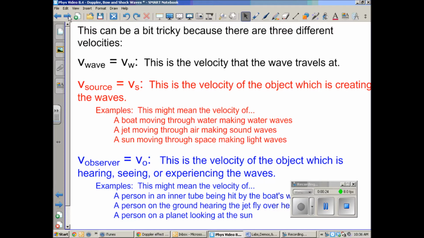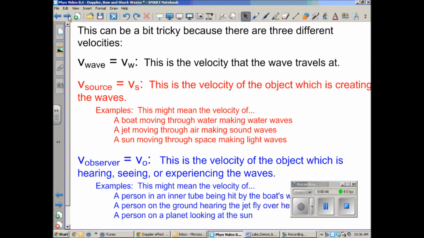If you're talking about a sound wave, the velocity of the wave would be 340, 346 meters a second, or whatever, depending on the temperature of the air. If you're talking about a water wave, the velocity of the wave would be the velocity at which the wave sort of rolls away from the boat and towards the shore, or whatever, the boat creating the waves.